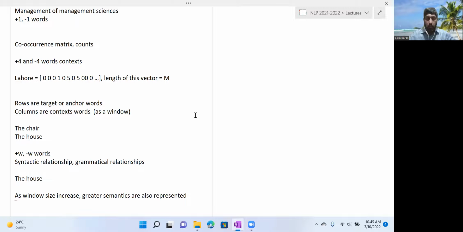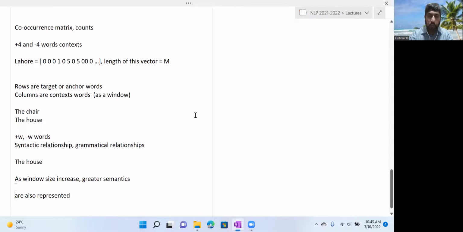Okay? So of course, there can be an example. Let's say you are talking about some camera or some product review. So you will have in a product review a discussion of, let's say, camera. You will have lens, for example. You might have focus, for example. So these words may be used if you increase the window size somewhat. So now you're capturing greater semantics or semantic field information. All of this is talking about the semantic field of camera.